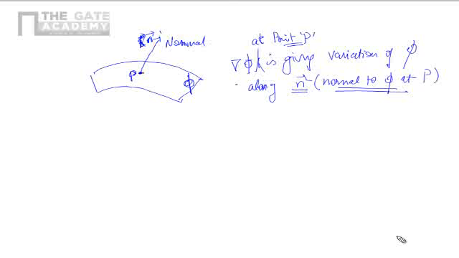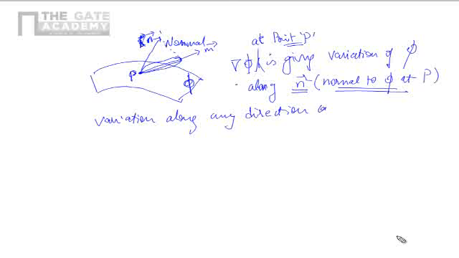Now let me say there is some m vector in this direction. If you know the variation along the normal and you want to know the variation of this φ along the direction of m, you simply project this on m. So this will be the variation of φ along m. So variation along any direction can be calculated by projection of del φ, correct? Yes or no?